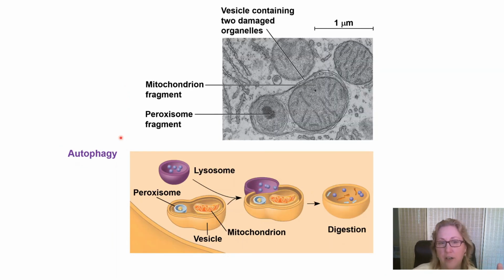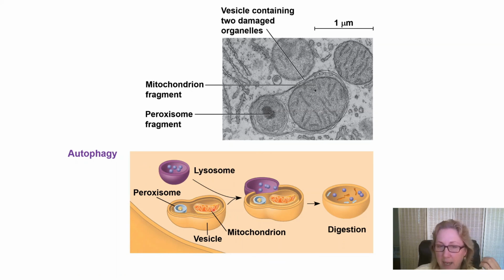Another function of the lysosomes is to digest things in the cell that are not functioning and need to be recycled. This process is called autophagy, self-eating. And this also uses lysosomes, and also another little organelle here, the peroxisome, another vesicle that's produced by the endoplasmic reticulum.